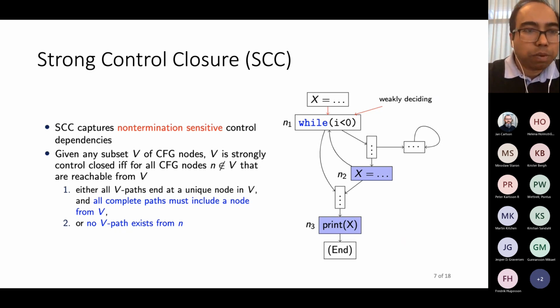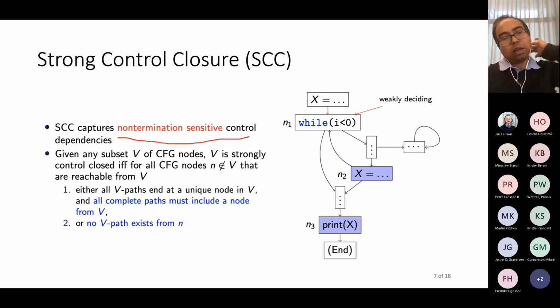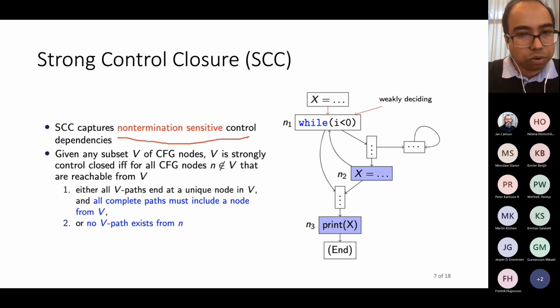A similar concept is strong control closure, not similar, but a complementary concept that captures non-termination sensitive control dependencies, in the sense that this definition takes the non-termination of the program into account and captures control dependencies due to non-terminations. So this definition is a modification of the previous definition. We also require that for all control flow graph nodes n not in V, if n is reachable from V, it must satisfy either of two conditions.